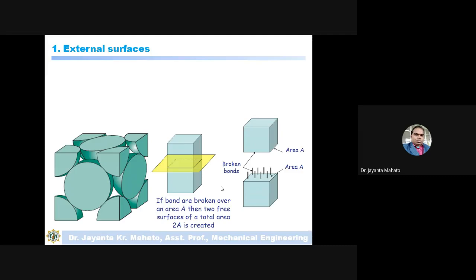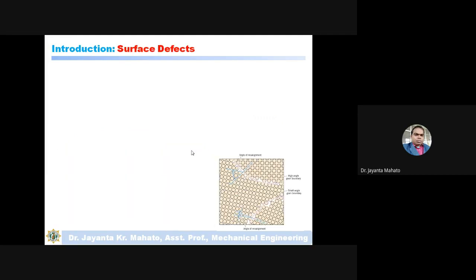Yes, sir. Sir, please explain this a little in Hindi as well, sir. Okay. So which one, or means defects? These external defects, or just what is surface defects? Okay, I will tell in Hindi also.